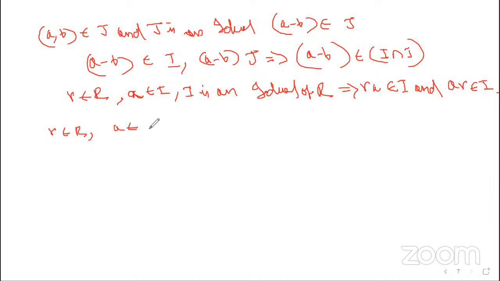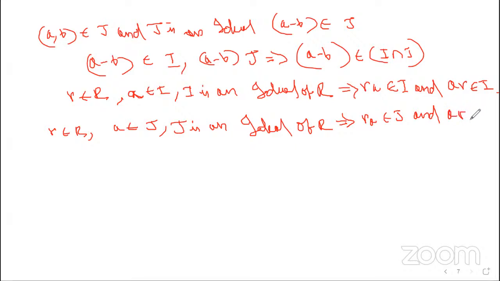Similarly, A belongs to J, and J is an ideal of R. That implies RA belongs to J and AR belongs to J.